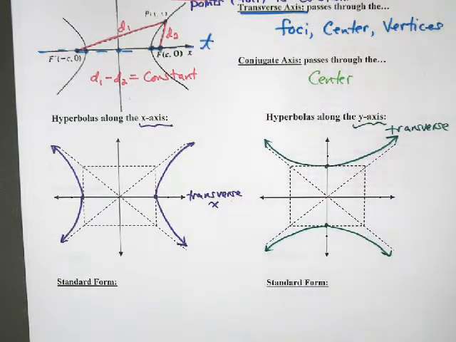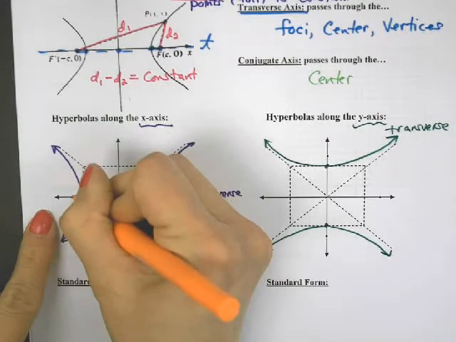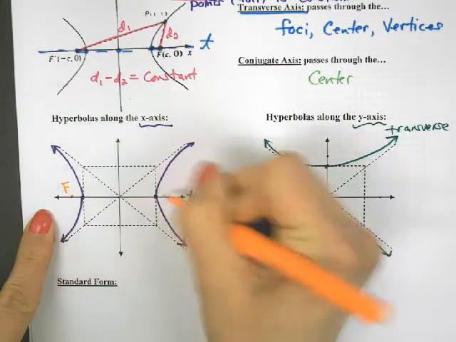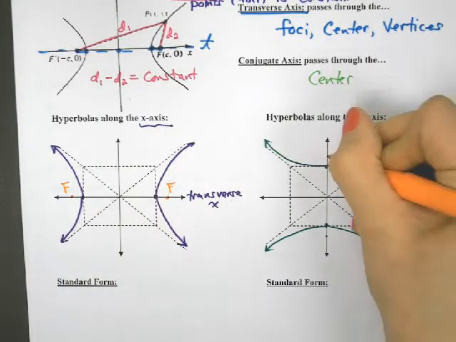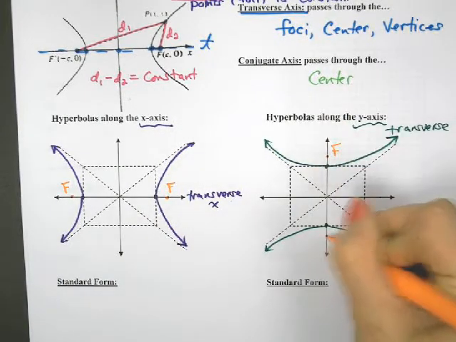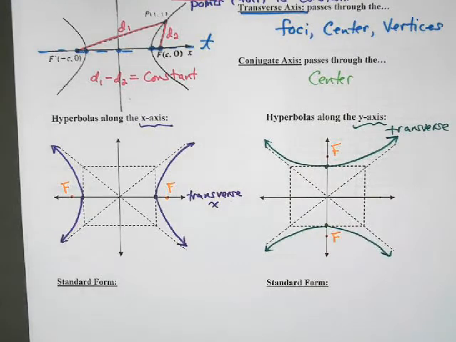We also have some foci points. Here's a focus point, I'll put a little F here. Those are inside of the shape. Here's a focus point, here's a focus point. And there's some information we're going to learn about hyperbolas.